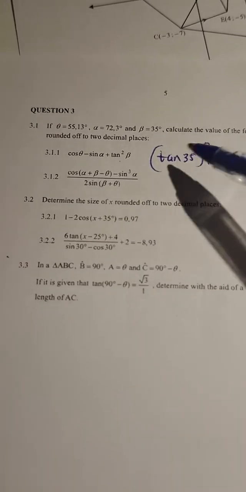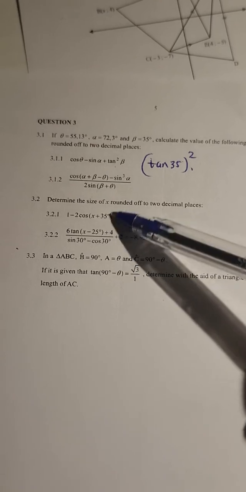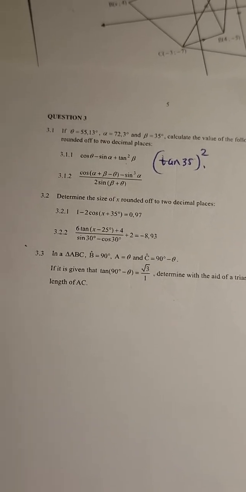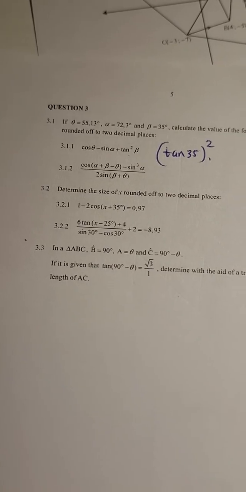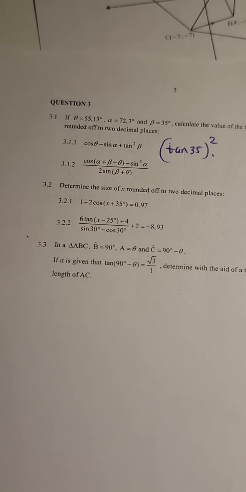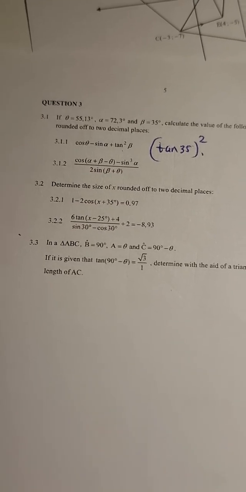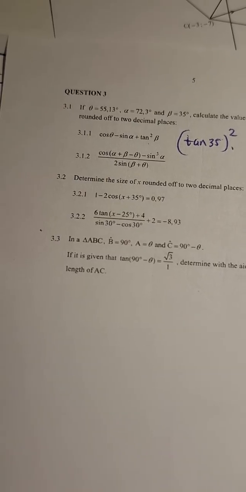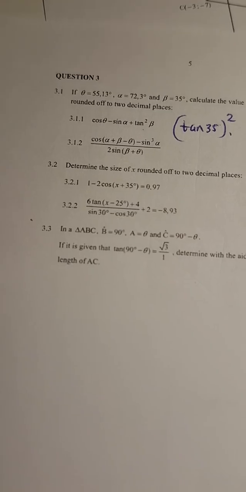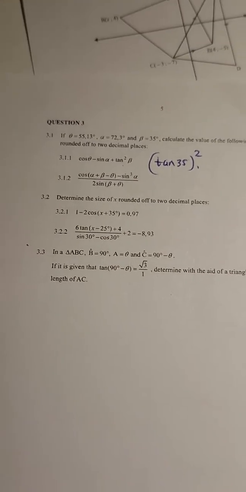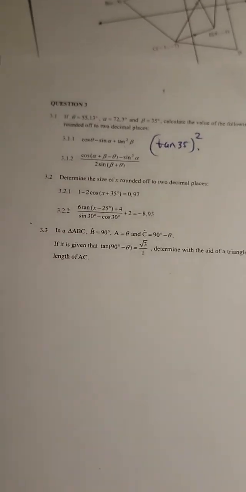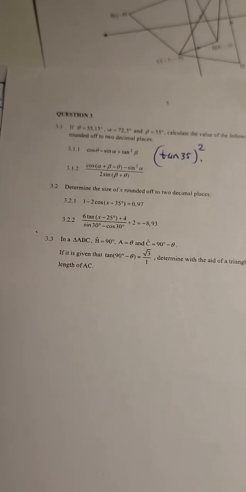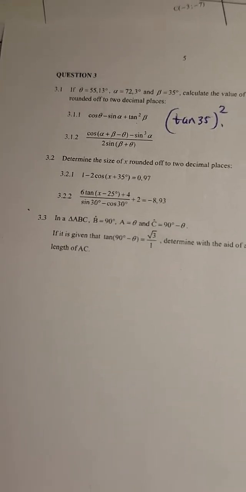That is the first type of question we can expect in trigonometry, but now we have to solve for x. So we have 1 minus 2 cos(x plus 35 degrees) is equal to 0,97. Okay, for how many marks? You're kidding me. These guys, they are not kind. So look at this, guys.